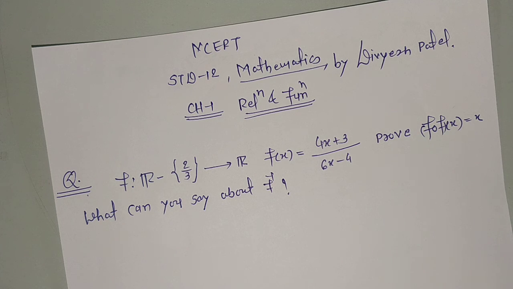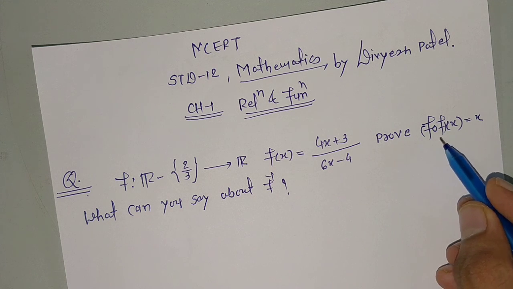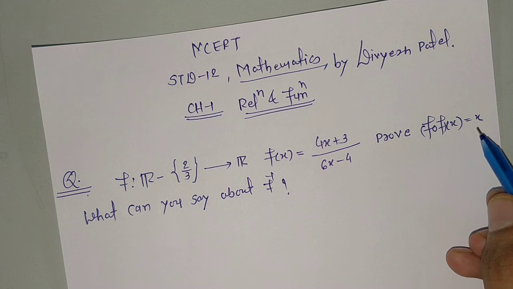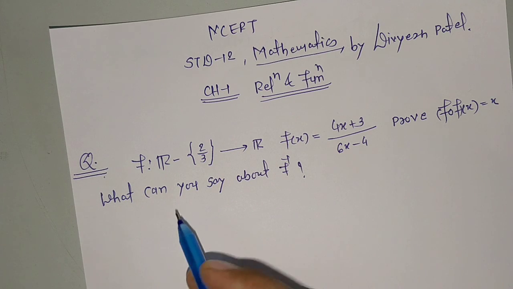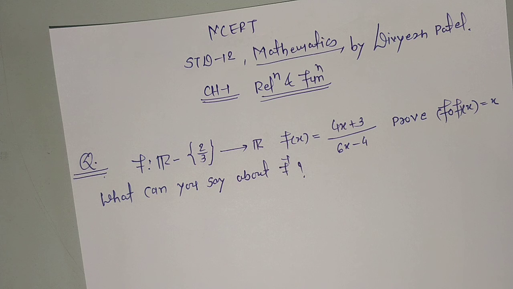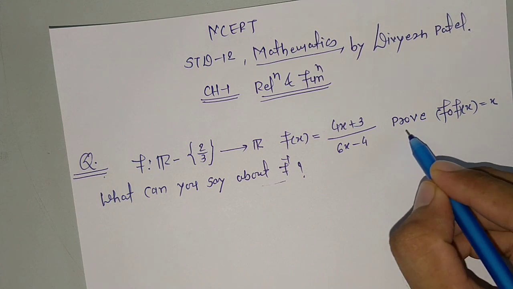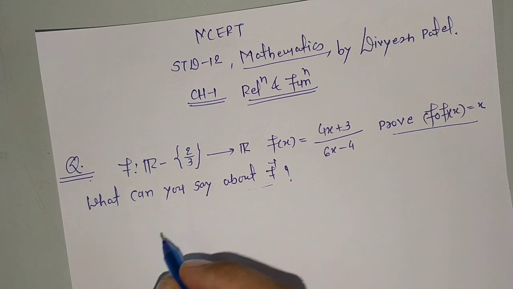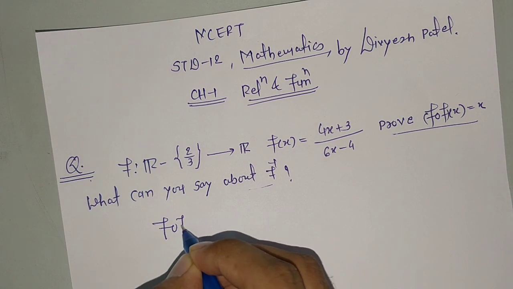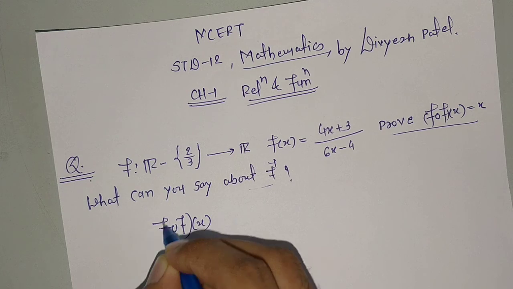R. f(x) is equal to (4x + 3)/(6x - 4). Prove that f∘f(x) is equal to x. And further, what can you say about f inverse? This is the second question, so we will discuss it later. First we prove this part. So f of f, the composition of function f with f.